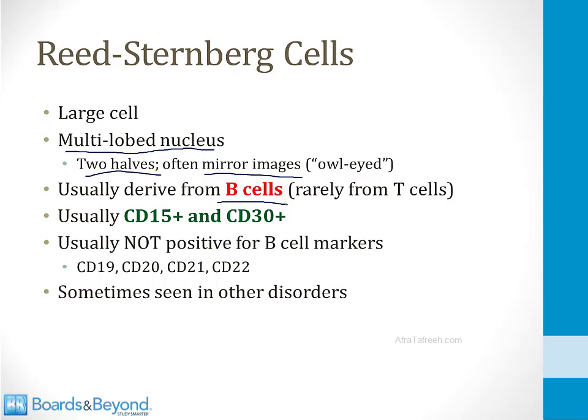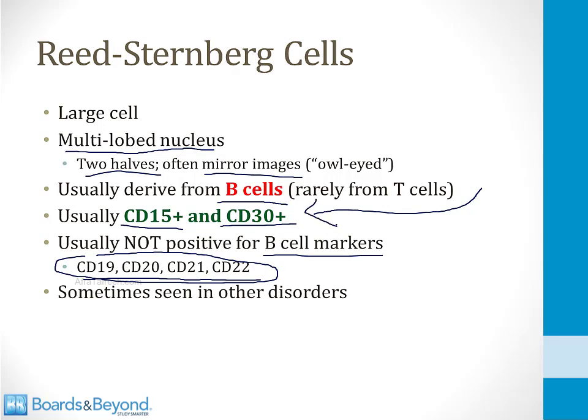The Reed-Sternberg cells have very unusual markers. They are positive for CD15 and CD30. They are not positive for the standard B cell markers like CD19, CD20, and CD21 and 22. These markers are found on normal B cells, but they're not found on Reed-Sternberg cells. Instead, Reed-Sternberg cells have these two unusual markers, CD15 and CD30. And although Reed-Sternberg cells are the hallmark of Hodgkin lymphoma, they're also sometimes seen in other disorders.